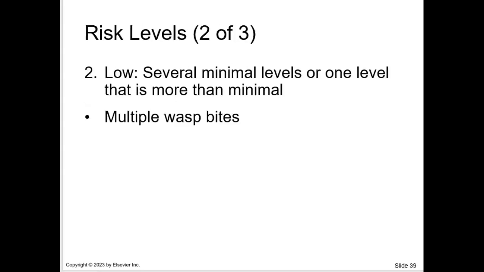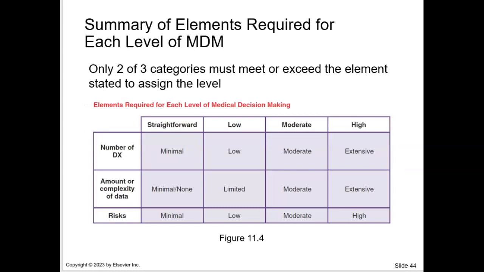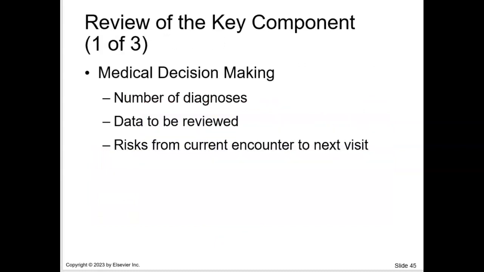All right, so we go through each level, the risk, high risk. Once you figure everything out, 2 out of the 3 categories must meet or exceed the elements stated to assign the level. So at this point, let's just say I have a low and a low, but my complexity of data was moderate, I would still code low. So you won't have to do this this year, but you can still look at the charts.